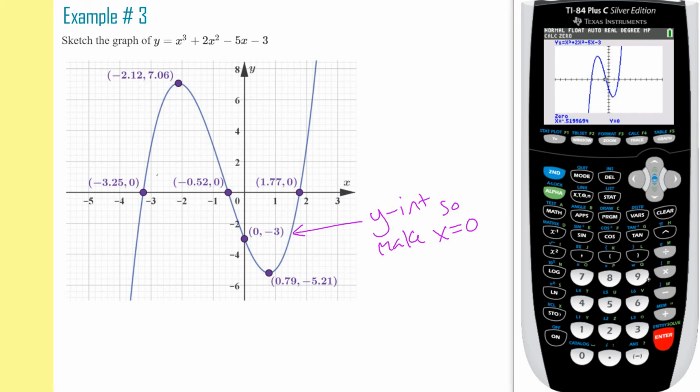Close enough. Okay, so now we found negative 0.52. Watch that negative sign. It's very easy to miss. And the decimal. And notice the y is 0. And perfect.